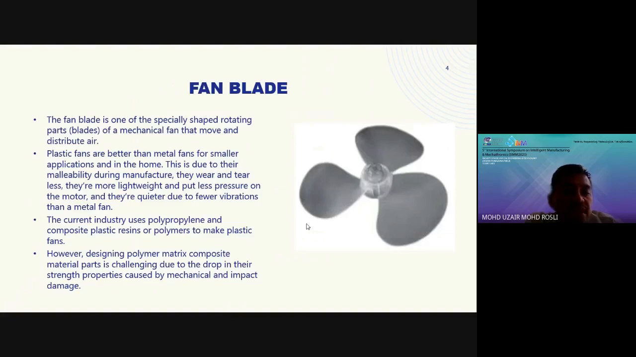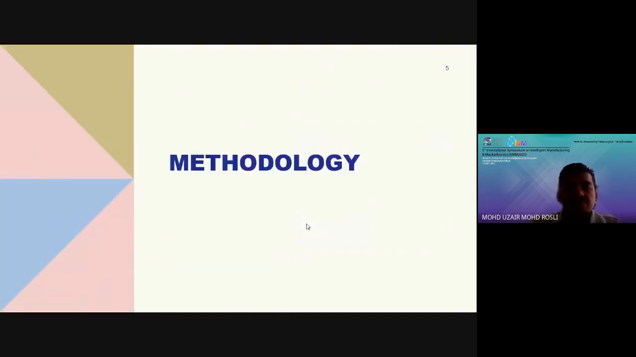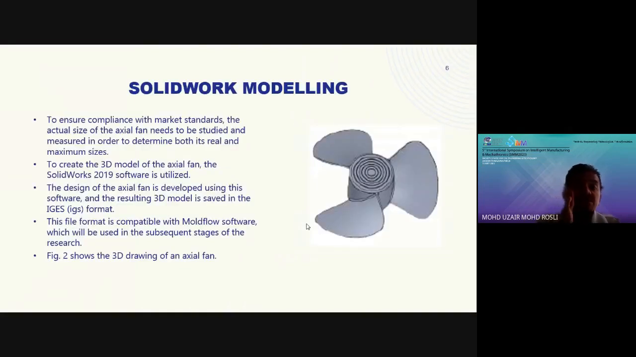The current industry uses polypropylene and composite plastic resins or polymers to make plastic fans. However, designing polymer composite parts is challenging due to the drop in their strength properties caused by mechanical impact damage.